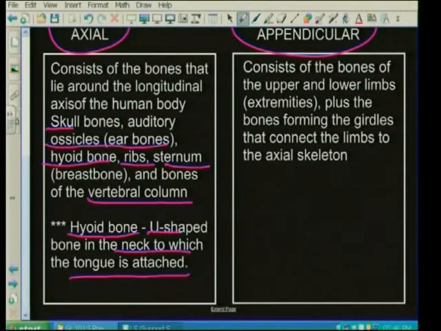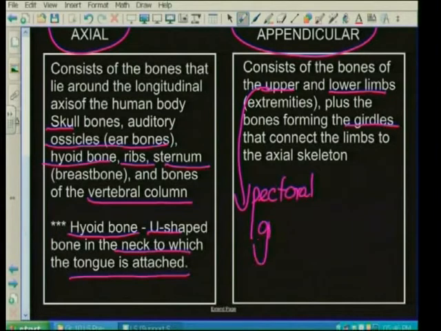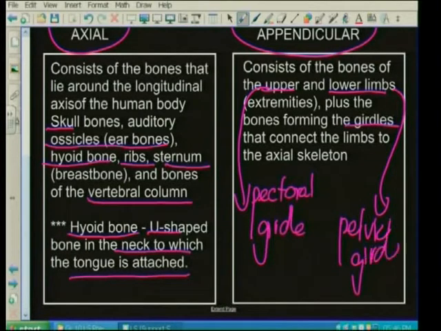The appendicular skeleton, on the other hand, simple, deals with the upper limbs and the lower limbs, plus the girdles. With the upper limbs, we have the pectoral girdle, and with the lower limbs, we have the pelvic girdle.